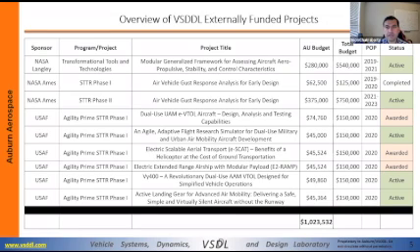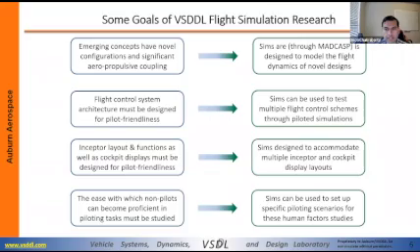So each of these is a phase 1 STTR where Auburn, my lab, is working with a small business concern as part of a SBC plus research institution team tackling each of these research topics. And we'll talk about those in a minute. So as far as flight simulation is concerned, we've kind of geared up to do the following. We've realized that emerging concepts obviously have novel configurations and a lot of aeropropulsive coupling. So we've set up our simulation capabilities to be able to model those types of flight dynamics of novel designs.